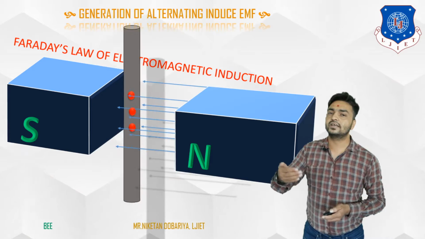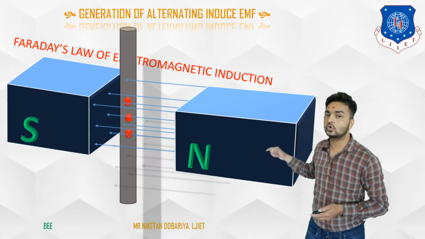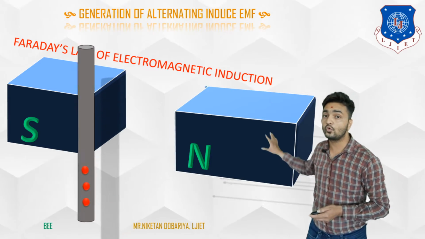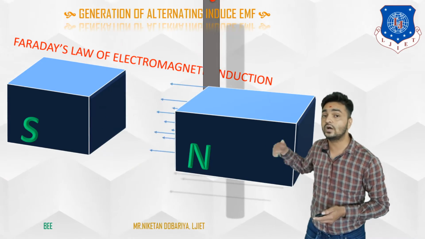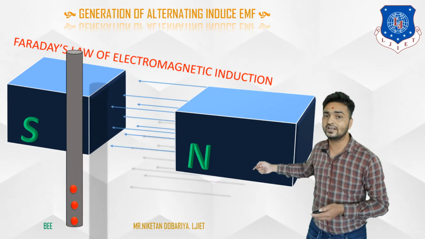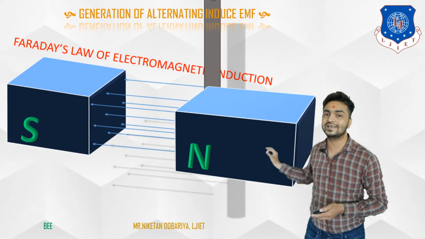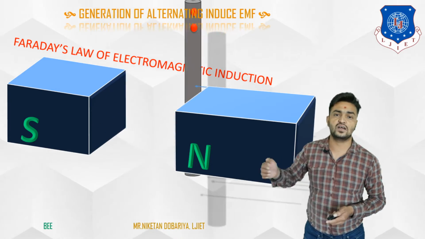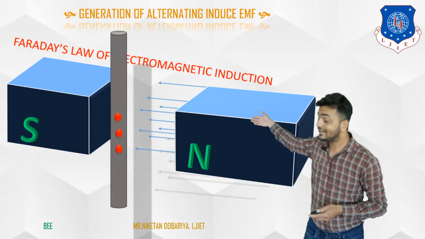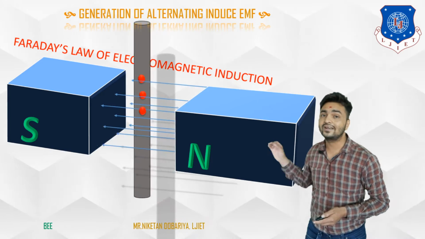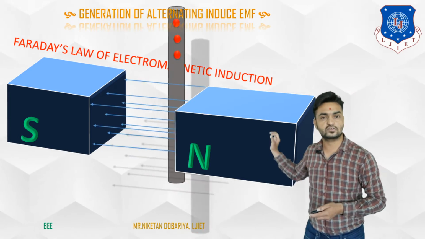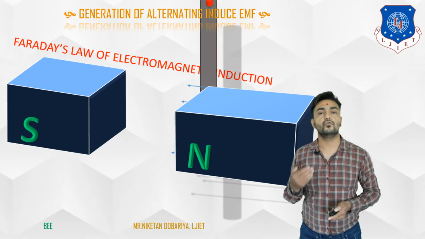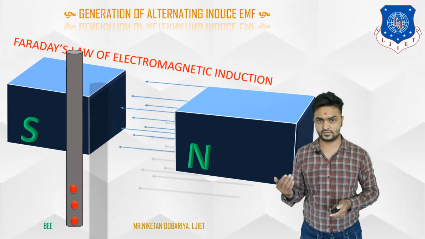Now let's say we provide a closed circuit to this conductor. In that condition, we have produced a voltage in that conductor, and now, as we have provided a closed circuit, current will be produced in that circuit. These red dots, which represent charges in the conductor, are moving here. That is a representation of current in that conductor. So this is the method by which we can generate voltage in any circuit.